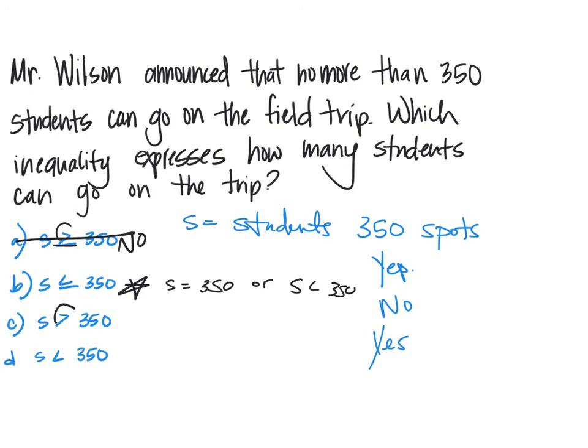S is greater than 350. Can more than 350 students go? No. Cross it out. S is less than 350. Can less than 350 students go? Yes, but the best answer would say up to 350. So we can have exactly 350 students, or we can have less than 350 students. This one just says less than 350, so it's not completely true. So the answer would be B. All right.